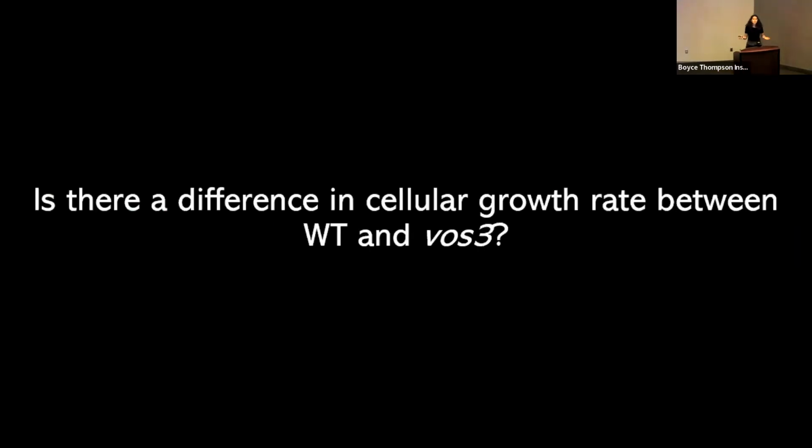So as I mentioned, we were interested in looking at differences in cellular growth parameters between the wild type and the VOS3 sepals. To do that, we used MorphoGraphX image processing software to extract data from the images that I showed you earlier. The first cellular growth parameter that we looked at was area growth rate.